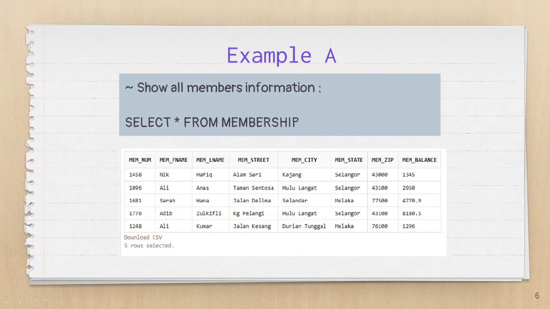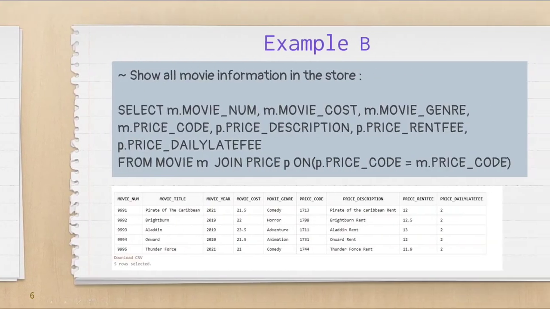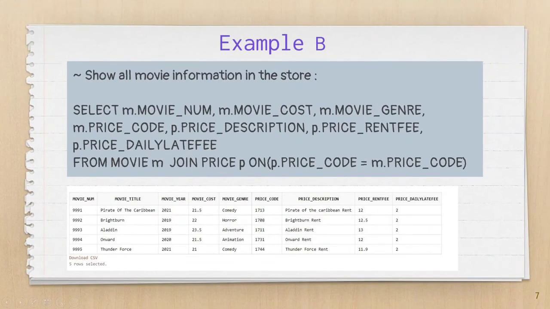For example A, this is the output that we get from using our new database system. As you can see, it is really easy for us to find the details about our customer. For example B, we can see all the movie titles and their descriptions easily, like movie genre, price code, and movie cost.